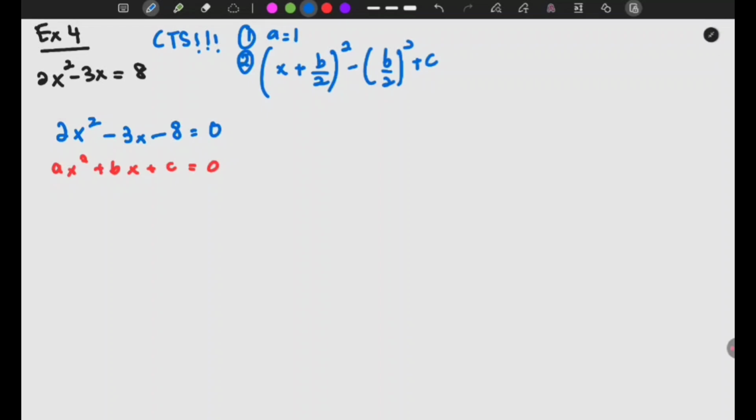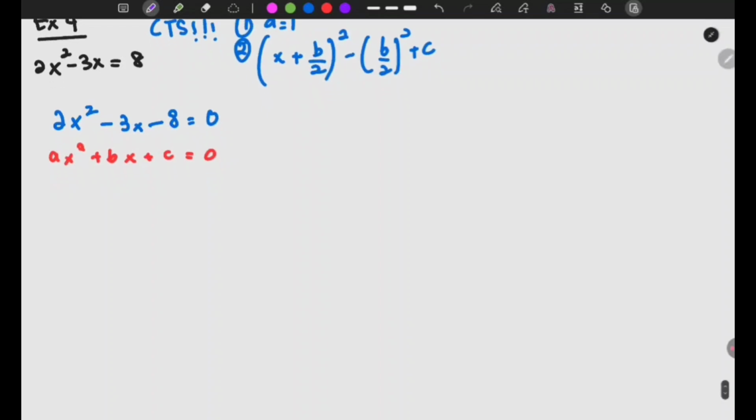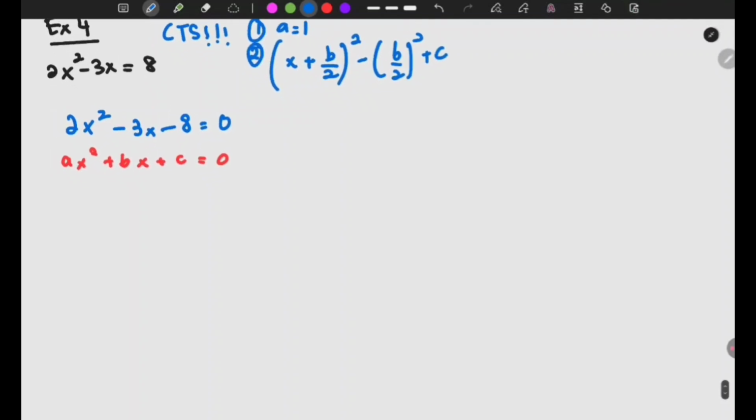So now let's go for the next step. You realize in this case a is equal to 2, your b is equal to negative 3, and your c equals negative 8. The b and c you can just ignore for now because there's nothing to do with them, but your a is so important. As your first step, the first condition, in order to solve using completing the square, your a must be equal to 1. But in this case, your a equals 2, so what should you do? You have to divide by 2.